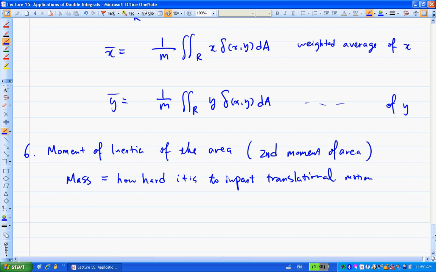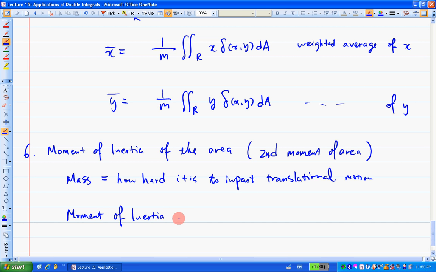Okay, so that's the mass. You have a point mass, you're trying to push that at a certain speed. The heavier it is, the more difficult it is. Now, the next question here is, what about this moment of inertia?